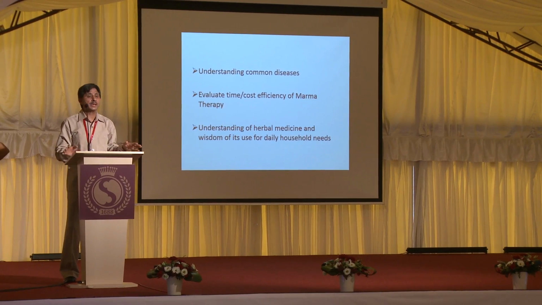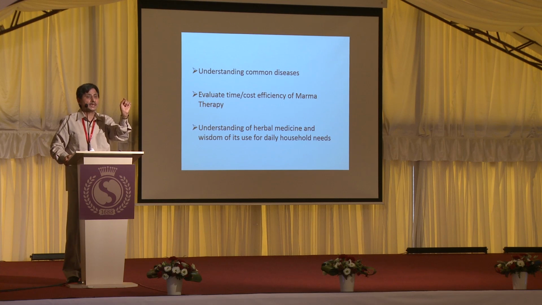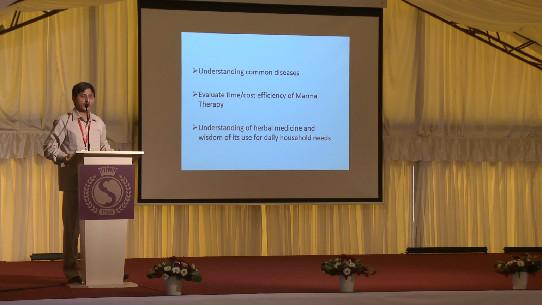As we know, there are a number of marma points situated all over the body, and one point is situated at the vitap marma. It is just over the groin. It is situated over this part. And when it gets injured, the patient may become impotent.